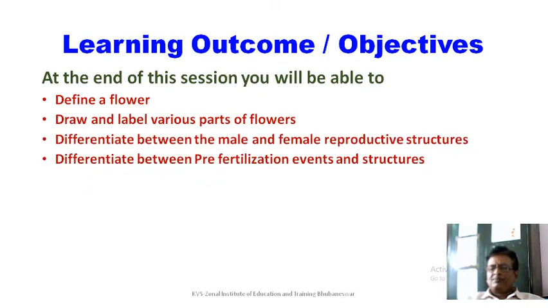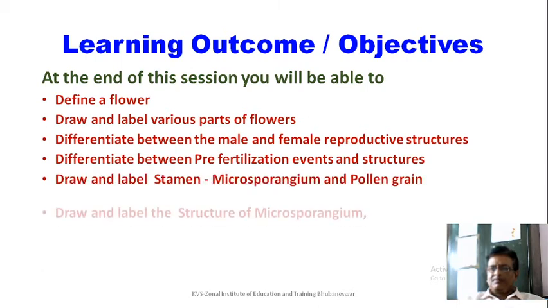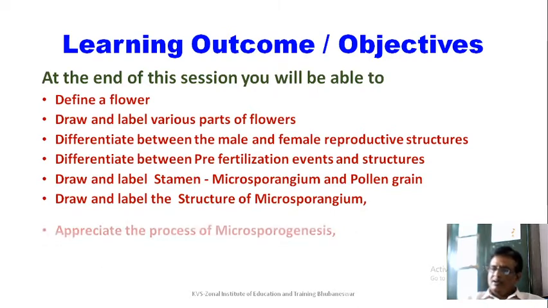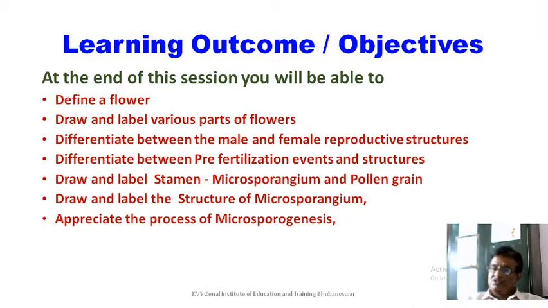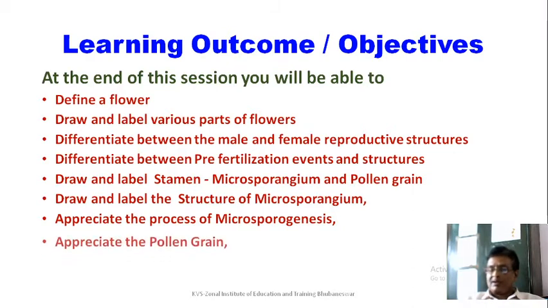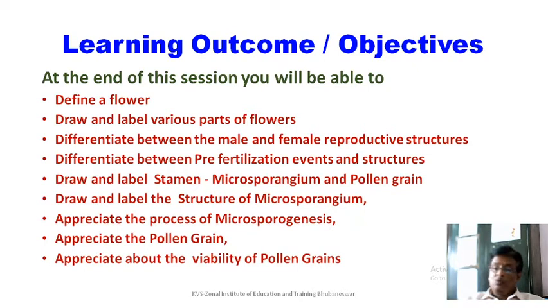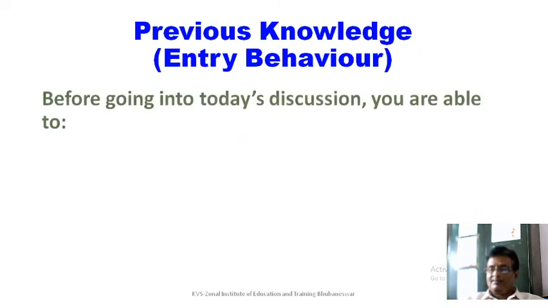After doing the chapter, you will be able to define a flower, draw and label various parts of the flower, differentiate between male and female reproductive structures, get an exposure to the different pre-fertilization events and structures, draw and label a stamen, microsporangium and pollen grain, draw and label the structure of microsporangium, appreciate the process of microsporogenesis, appreciate the pollen grain, and also know about the viability of the pollen grains.